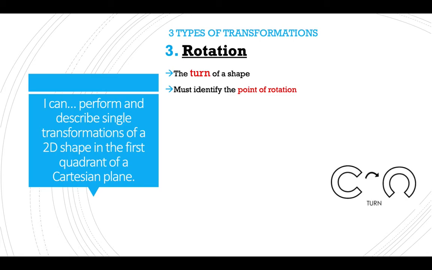So rotation, aka a turn of the shape, we must identify the point of rotation. So for example, the point of rotation is like bracket 5, 5,7, if that's where the little point of rotation is. I'll show you on the next one though. Then, oh yeah, of course, same thing: the two shapes must be congruent. They must be identical twins.